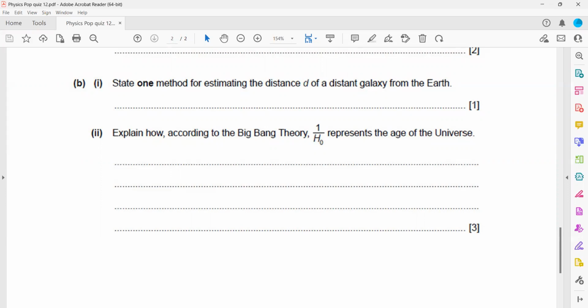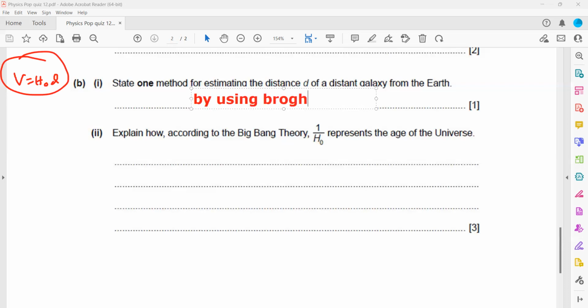So one method of estimating a distance is Hubble's law. If you remember, v equals H naught d. This is one method. What is another method? We can use the brightness of a supernova. Because different galaxies have supernovae happening in any part of the galaxy, and that is the main pinpoint. Using a supernova, we can identify how far this galaxy is from us.